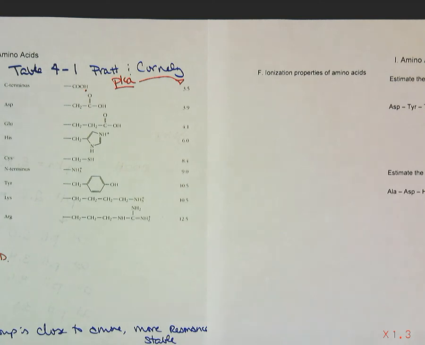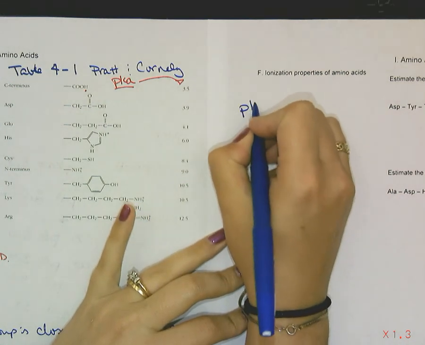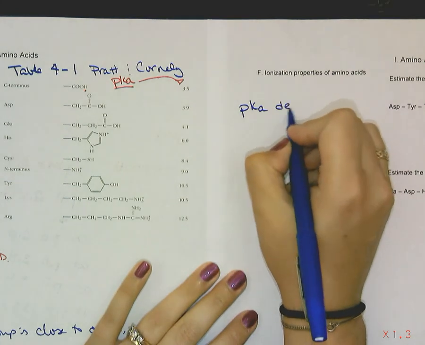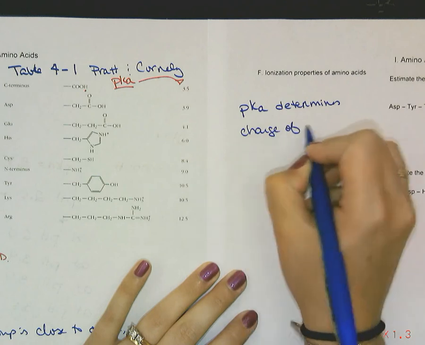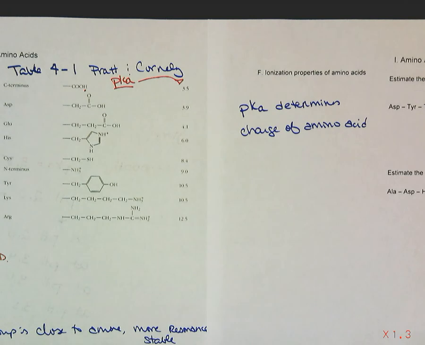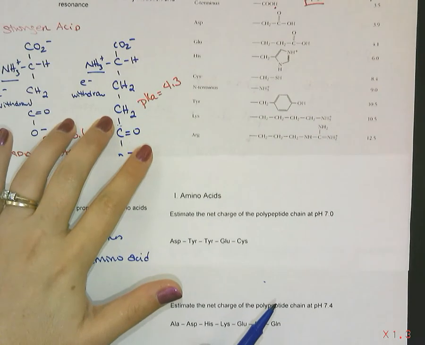So ionization properties of amino acids is looking at the pKa, right? The pKa of individual amino acids will determine the overall charge of a single amino acid, but rarely are we interested in a single amino acid all hanging out by itself. We are interested in chains, which you can't see. Here we go. Chains of amino acids.